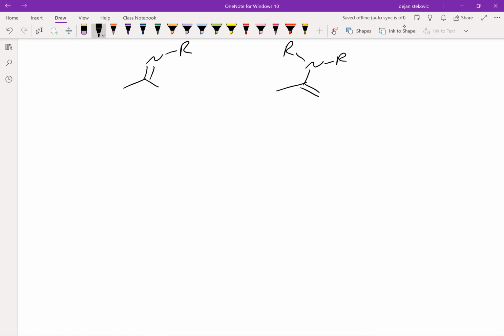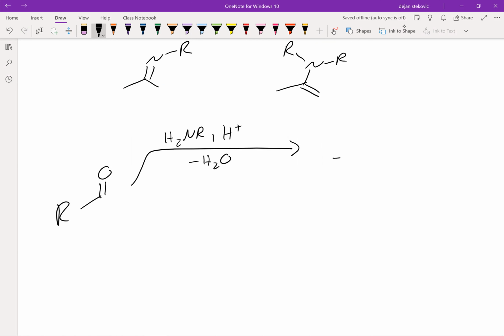And if you take an aldehyde or a ketone, you'll get an imine or enamine depending on what you add to it. So to form the imine, you add a primary amine, so only one R group, and of course a catalytic amount of acid. That'll kick out a water molecule and form your imine.